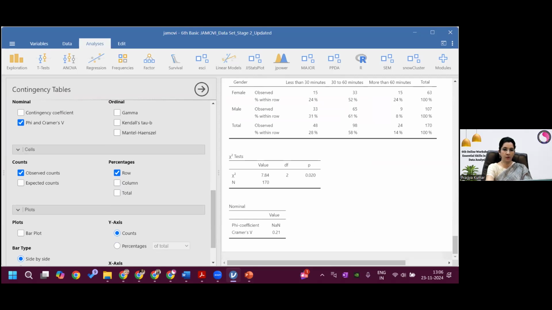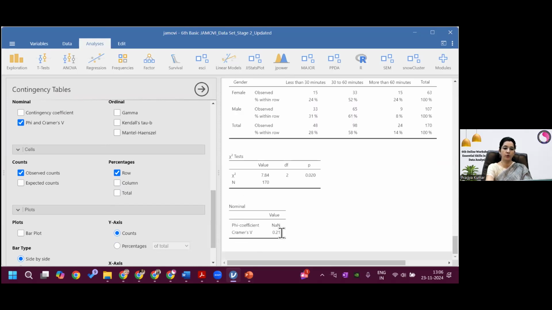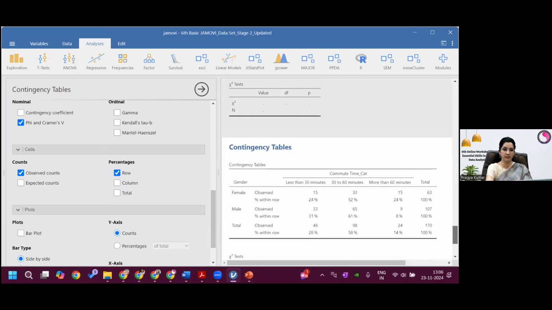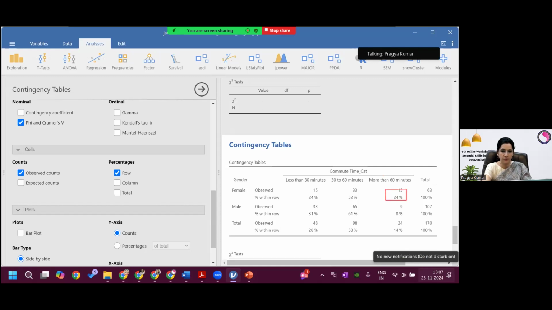So this is about the expected count and the observed count. But if the chi-square is not significant, you don't need to report phi and Cramer's V, that is the effect size. Now, how will you interpret the result? Here you will see 14%, and there are 24%. I will focus more on the group where commuting time is more than 60 minutes. So 24% of the females, about one-fourth, are taking more than an hour to commute, whereas it is only 8% in the case of men.